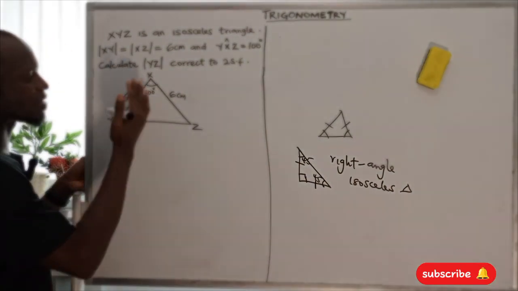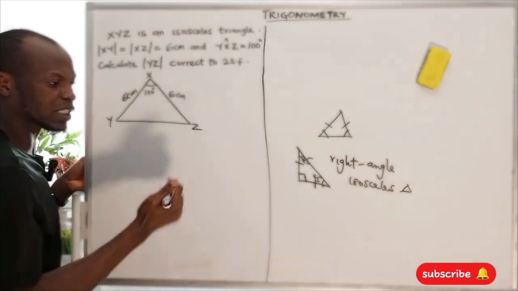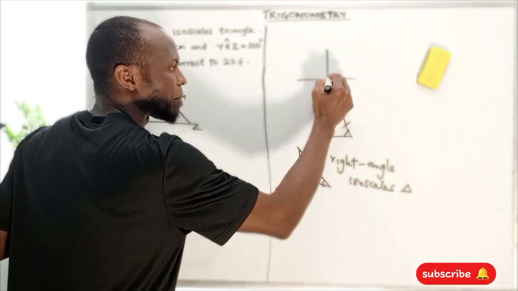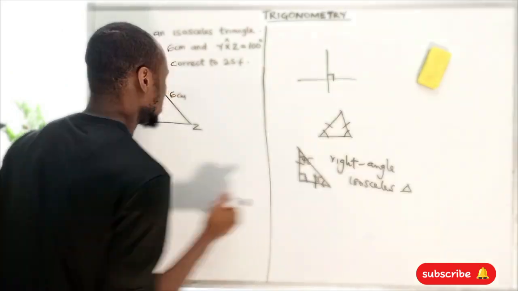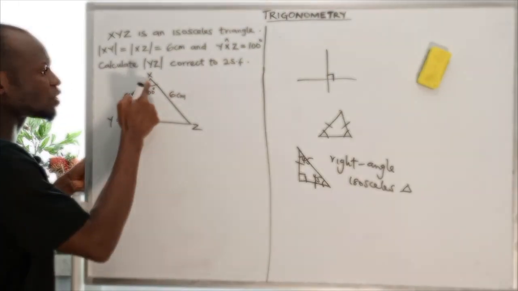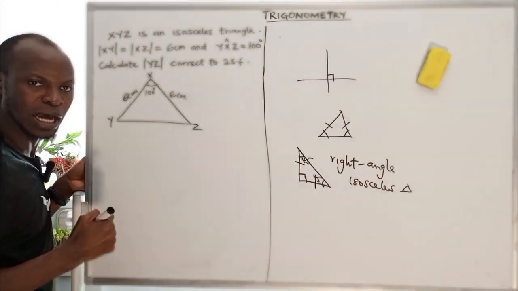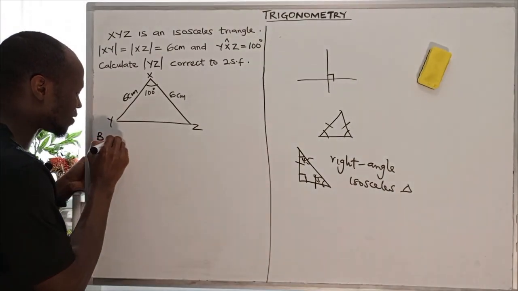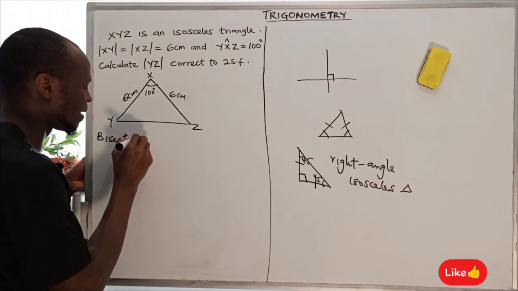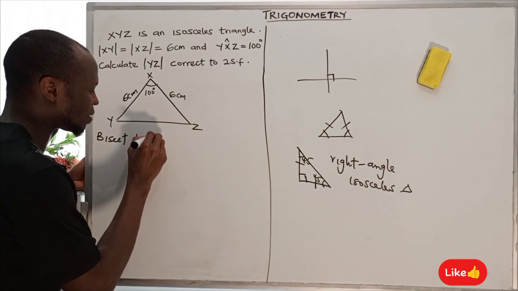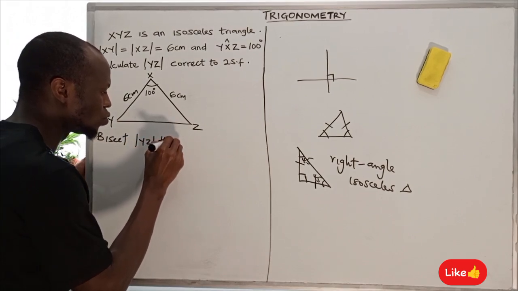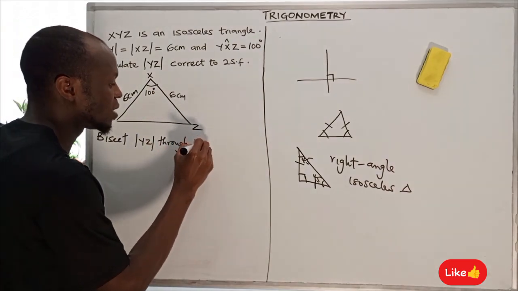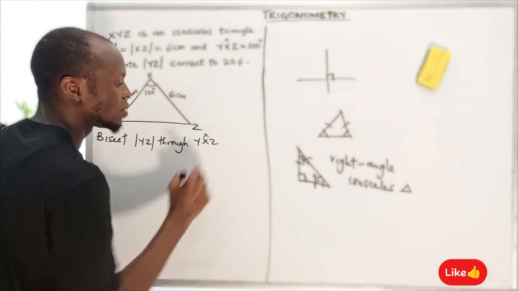Now, if I bisect this line, don't forget in mathematics, anytime you bisect a line, you form a perpendicular, which is angle 90. So if I divide this line through this angle, I will create a right angle. So if I say bisect line YZ through angle, what? Angle YXZ. All right.